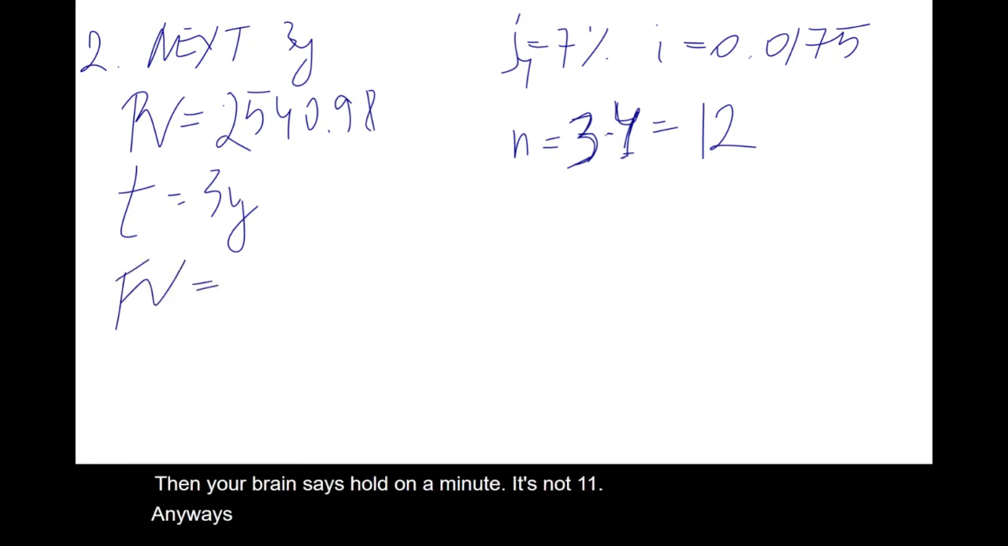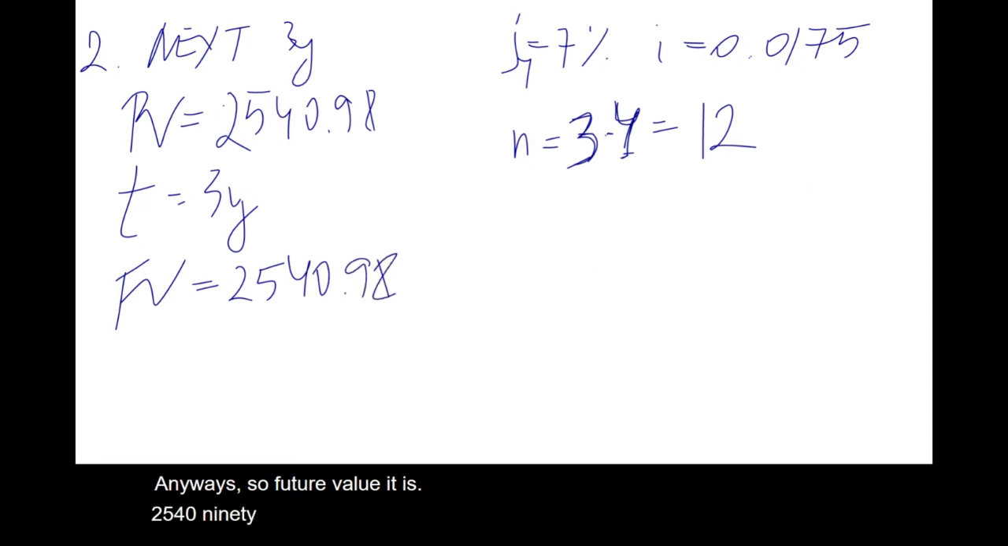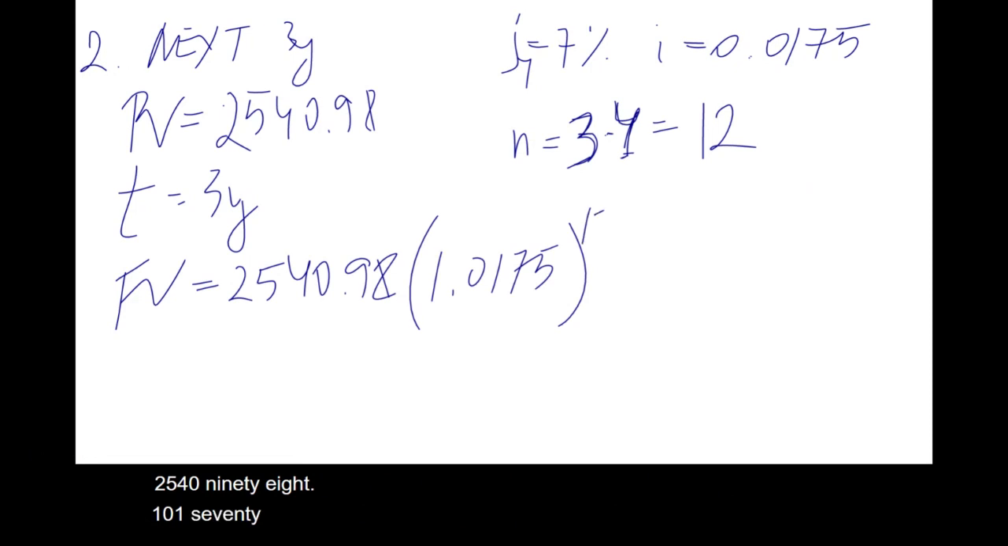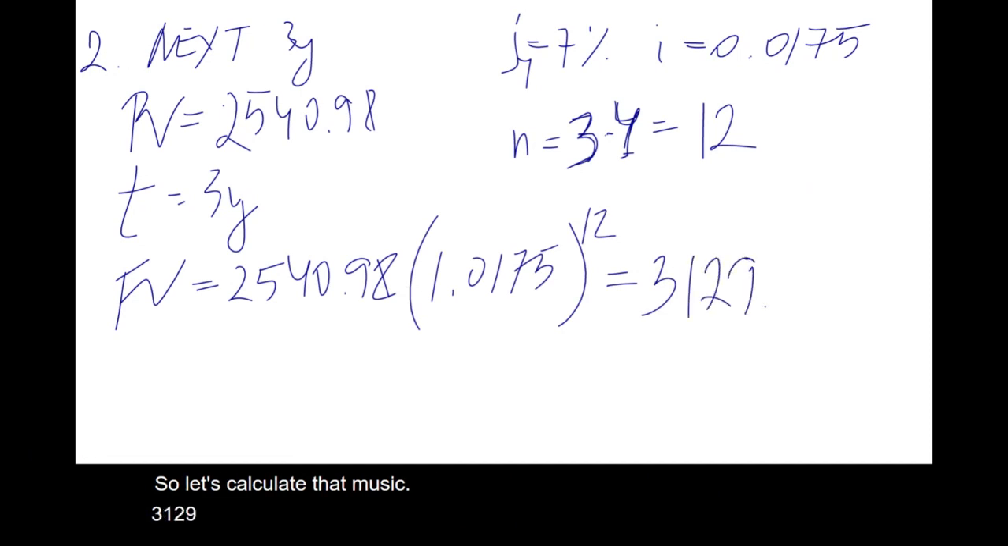Anyways, so future value is 2540.98 times 1.0175, exponent 12. So let's calculate that. $3,129.06. Please confirm my value.